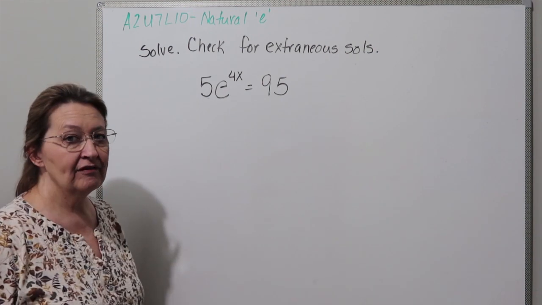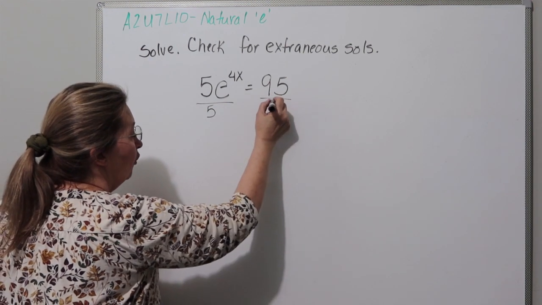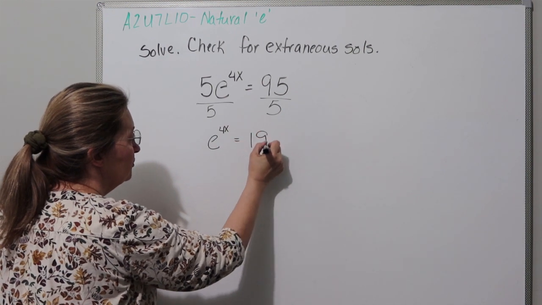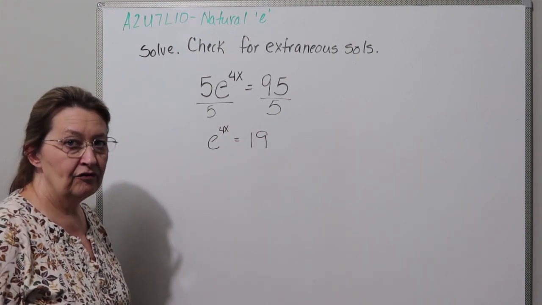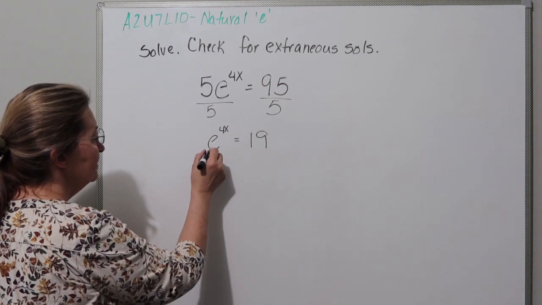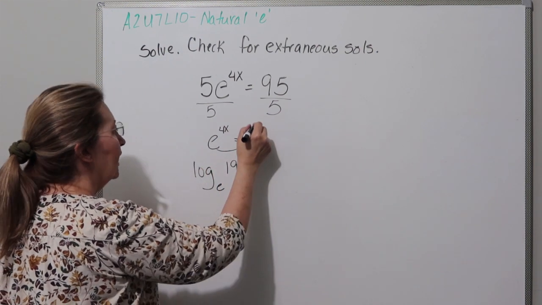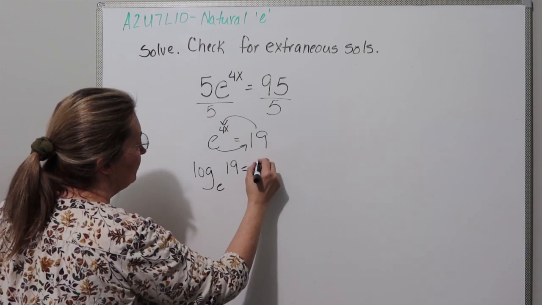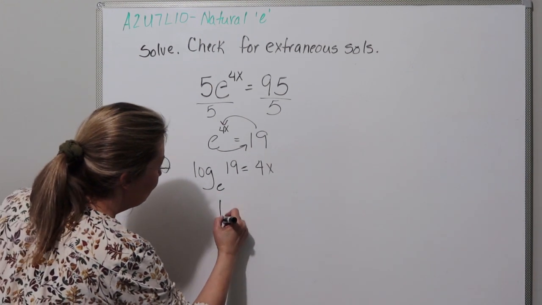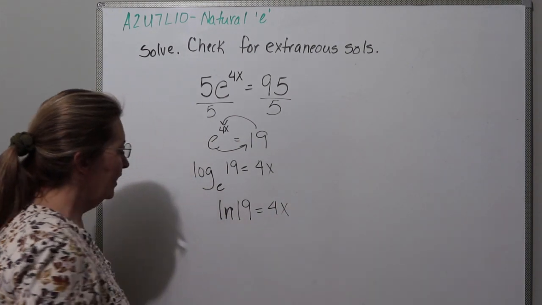I can get rid of the 5. 5 is multiplied times whatever this is, so I can divide it on both sides. Now I have e to the 4x is equal to 19. Now convert to logs. This is going to be log, alright, what's your base? e. Swing over here and get that 19 argument, and then come over here, your exponent becomes the other side of your equation. Okay? Log base e is ln of 19 equals 4x.